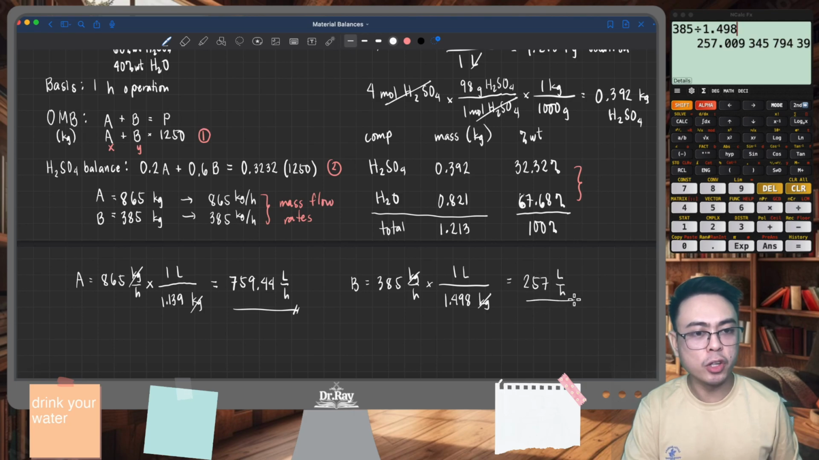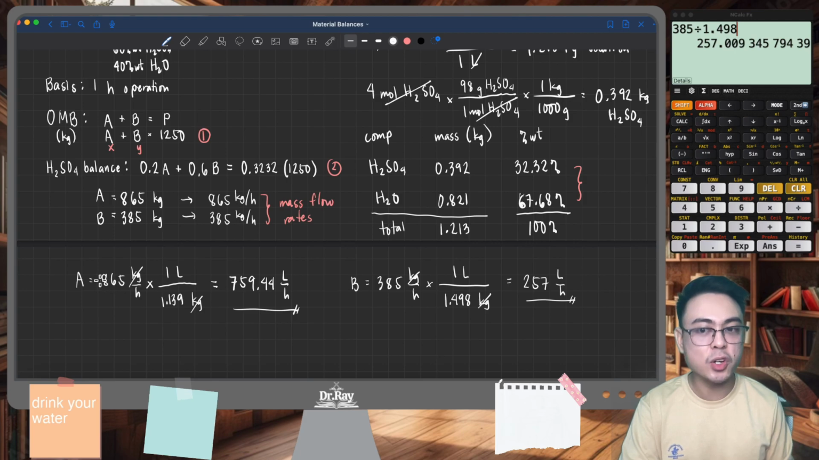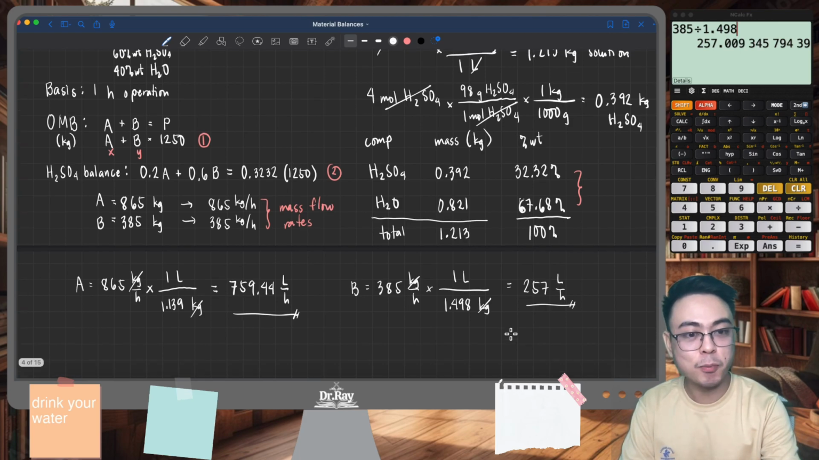Now, depending on the required level of rounding off, you can simply revise your final answers with the required number of decimal places. So for this problem, these are your volumetric flow rates of stream A and stream B. That is it for this problem.